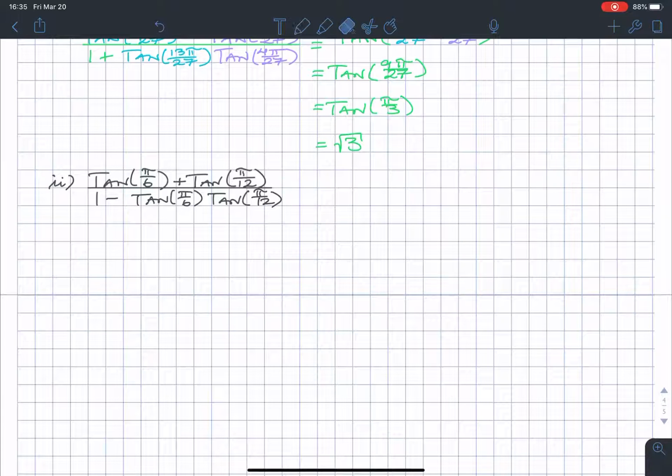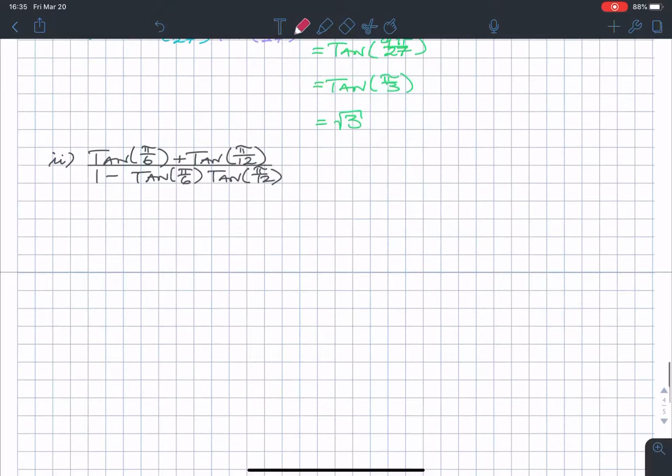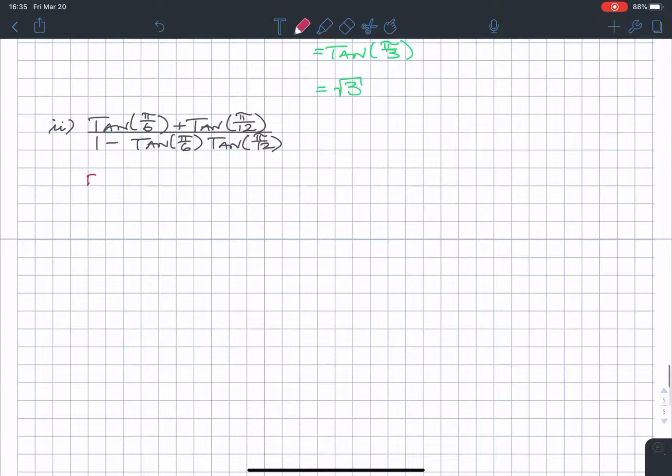Let me make that 6 a bit better. Okay, so recall that the signs correspond in the numerator because that's sine. So let's recall that tangent of alpha plus beta has a sum in the numerator, namely tangent alpha plus tangent beta, and a difference in the denominator, 1 minus the product tangent alpha times tangent beta.